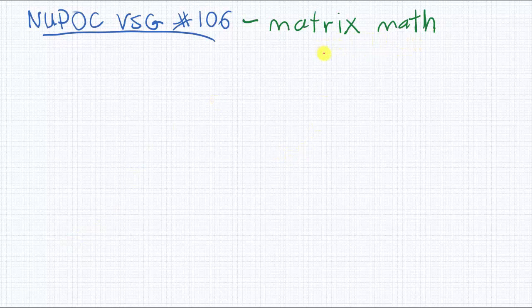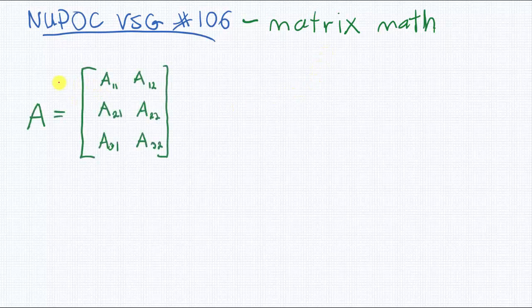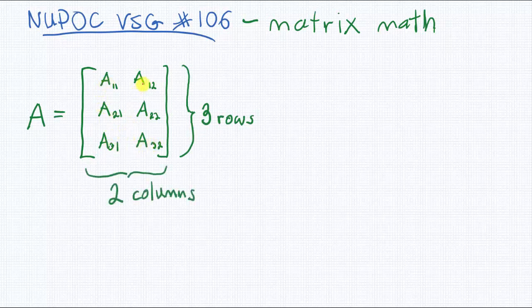All right, so today let's just talk a little bit about matrix math and some of the rules that we need to apply when we're, say, doing basic operations with matrices. So let's say, for example, over here I have a matrix that I'm calling matrix A, and it has 6 elements like this, arranged into 3 rows and 2 columns.